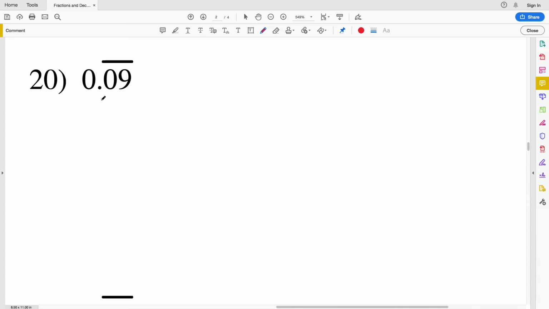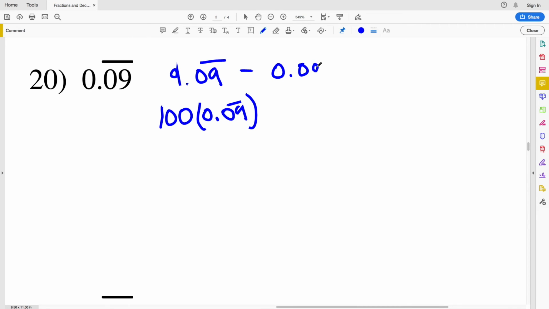Now on to number 20. Remember, we need to write this so that we can get a whole number out of it. And in order to do that, we need to move our decimal place over 2 times to the right. So that's multiplying by 100. So 9.09 repeating, that's the same as 100 times 0.09 repeating. And we want to subtract off that repeated decimal, so subtracting off what we started with. So subtracting, again, 1 of 0.09 repeating. That's going to give us the whole number 9.